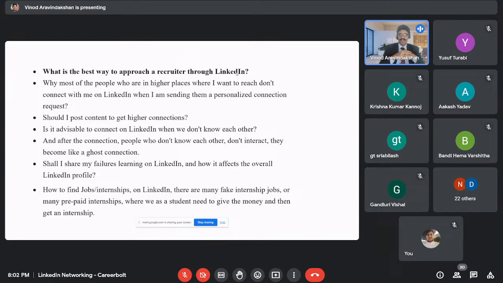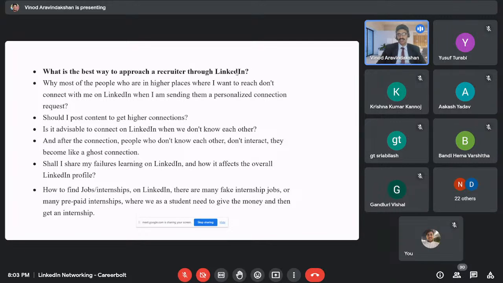Is it advisable to connect on LinkedIn when we do not know each other? Hey, it's totally fine to connect with people. When you're a student, you've not been in the workplace, so how will you know the other person? Everybody will be a stranger to you, whether it's a CEO of a company, a hiring manager, director, recruiter, and so on. So please connect on LinkedIn. It's totally fine if you do not know each other, but customize your message when you send your connect request, and that's how your chances of getting a connection increase.